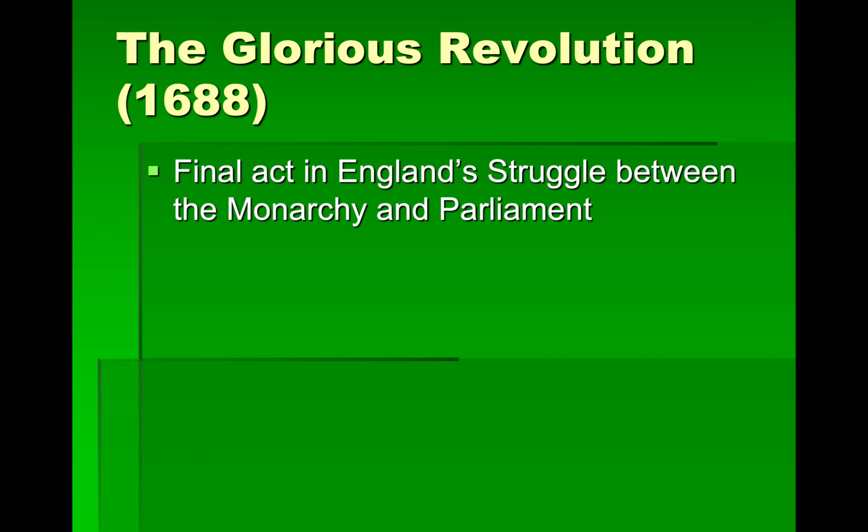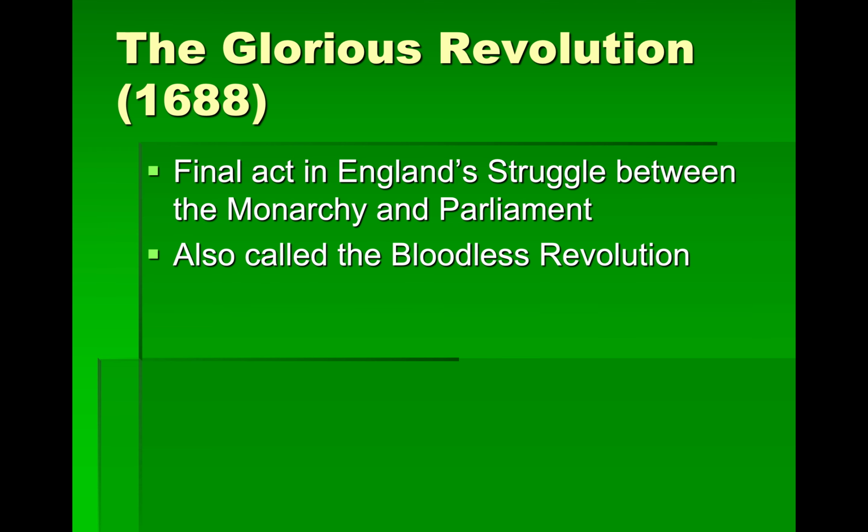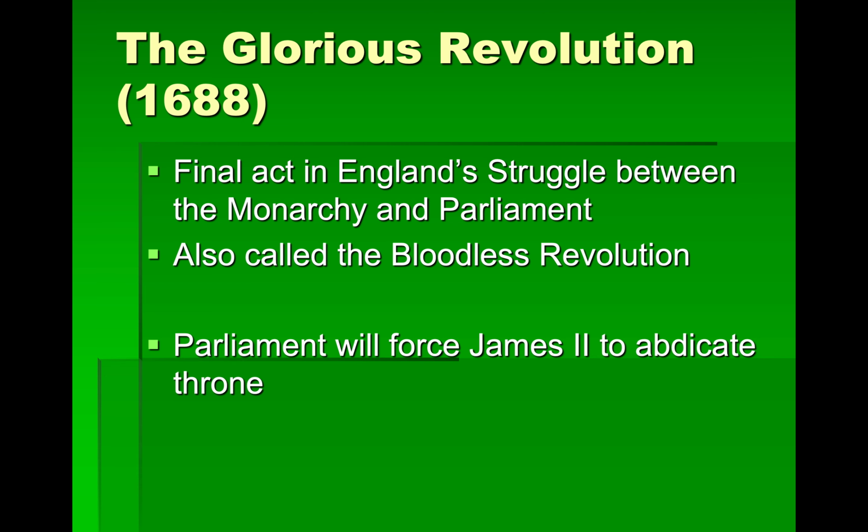All right? So the Glorious Revolution is going to kind of be this final act within this 1600s reign with the Stuarts, okay? And really the final act in England's struggle between the monarchy and Parliament, all right? This is also called the Bloodless Revolution, all right? And Parliament simply is going to force James to abdicate the throne. Parliament is going to look at him and say, hey, we're not going back. We're not going back to the status quo. Do you remember what happened to Charles I?